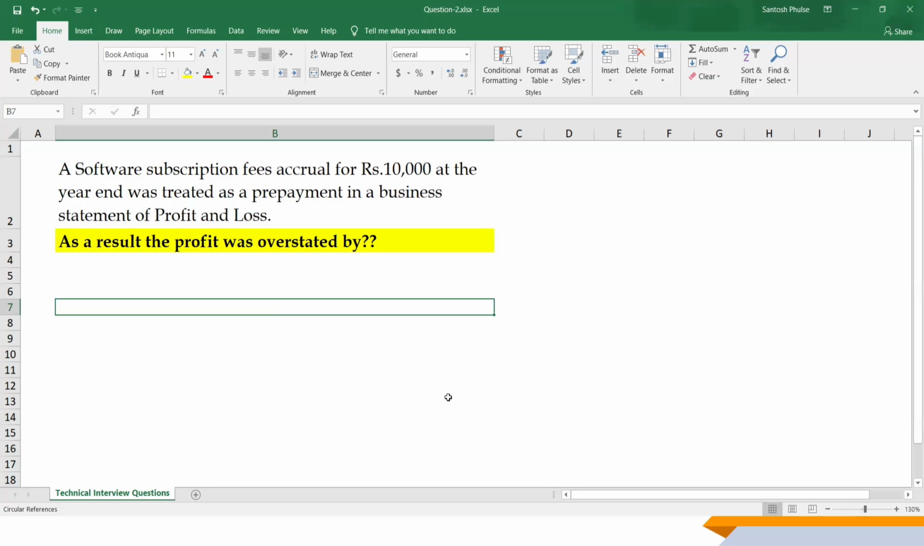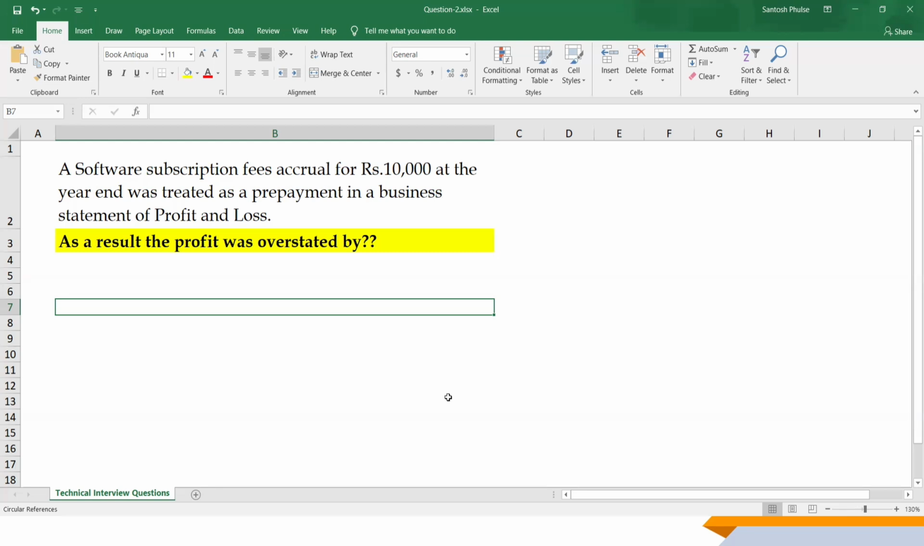If you want to take a pause, take it, go back, and find out the rectification entries you are going to prepare, and second, as a result, the profit was overstated by how much? Note it down, come back and check your answer. Meanwhile, we will continue with this.